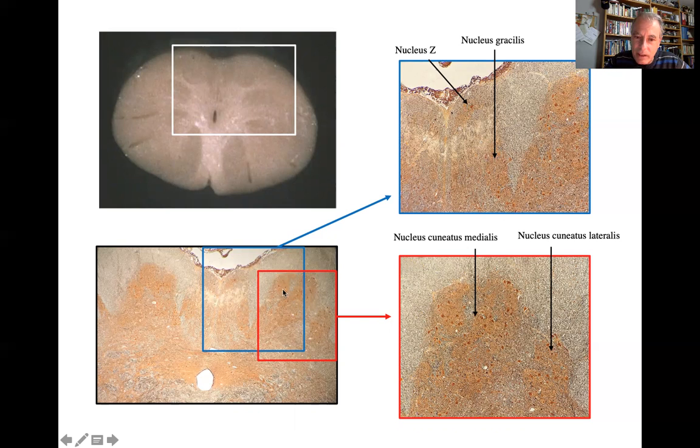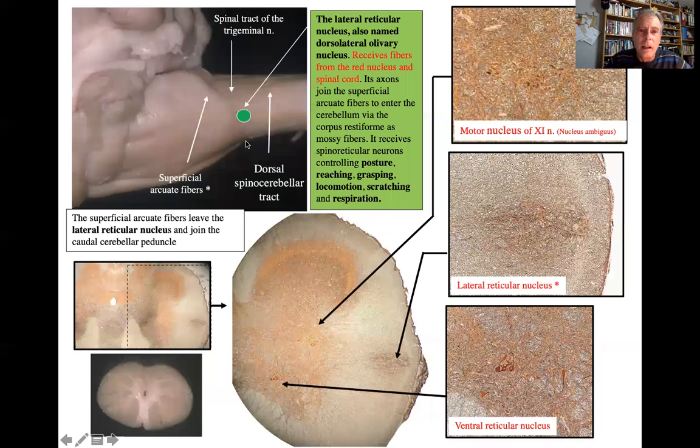And then these collections here, we are going to follow this to this that is marked in red. So we have the nucleus cuneatus medialis, or medial cuneate nucleus, and the lateral cuneate nucleus, for conscious and unconscious proprioception. We'll see that in the pathways, when we study the pathways of proprioception.